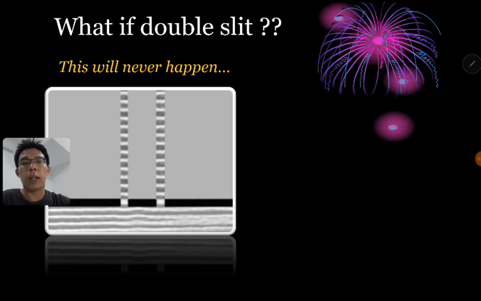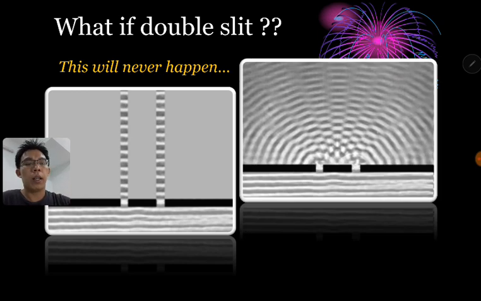That's where it starts to get interesting, because it will form this pattern, and we call that the interference pattern. When you see this, it's called the interference pattern, where the waves interfere.